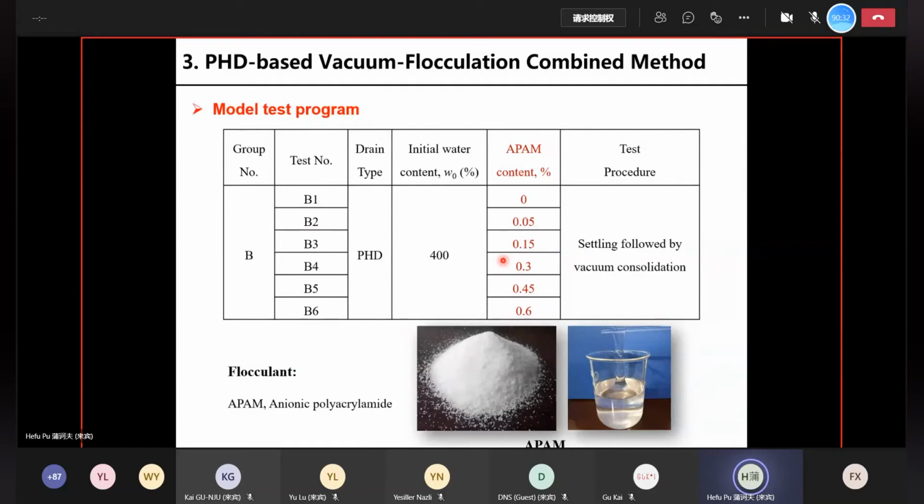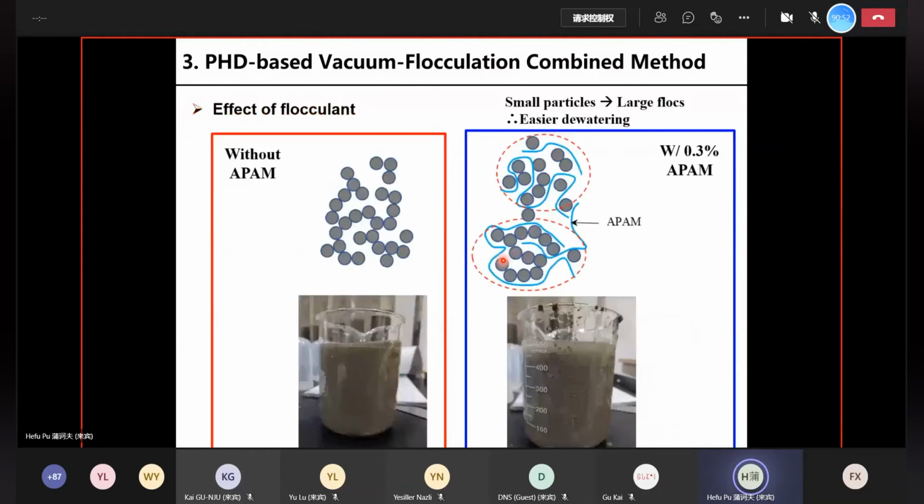The APAM is short for anionic polyacrylamide, which is a common type of flocculant that has been commonly used for water treatment. And in recent years, people have also begun to use this for mud treatment because APAM is a polymer material. They have very long chains, and these long chains have bridging effects that can bring all the small particles together and form large flocs.